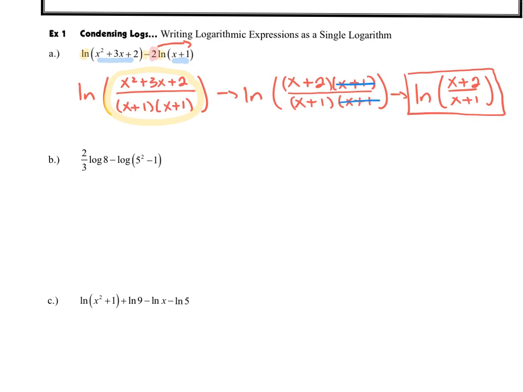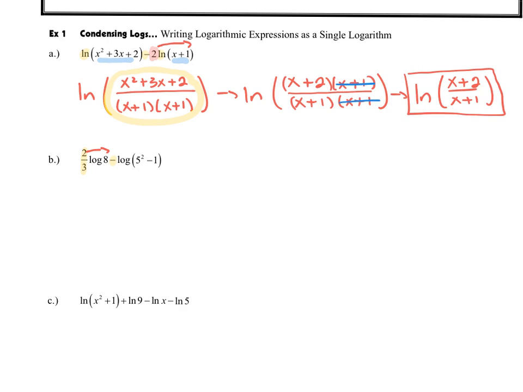All right, so let's take a look at my next one. What do I have going on here? On the next one, again, I have two logs. They're both base 10 this time. They're being subtracted, and I have a coefficient. So I'm going to write myself a couple notes. My coefficient is going to move up top.